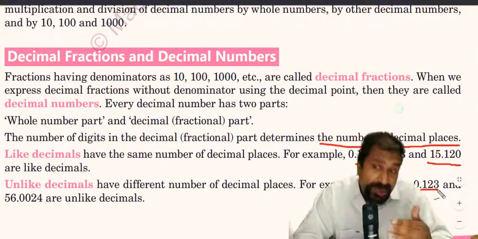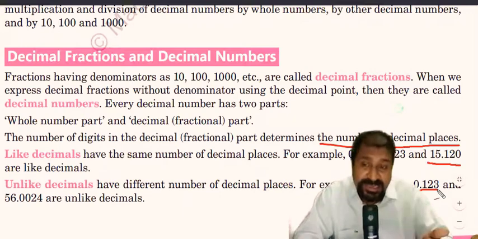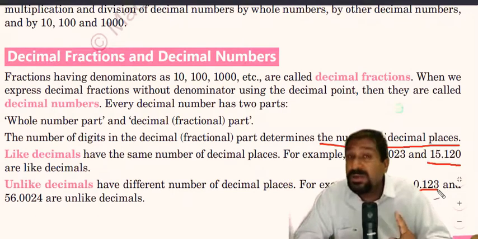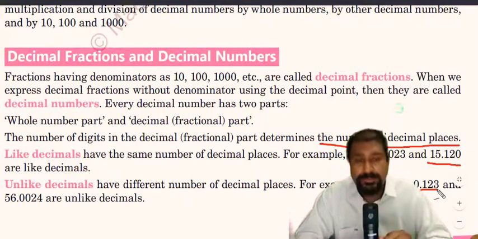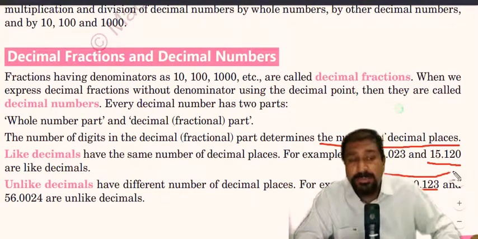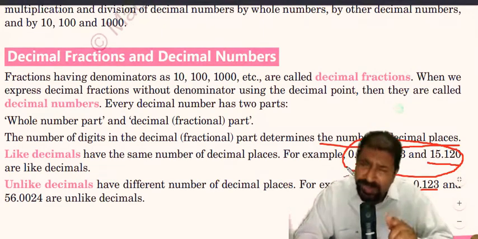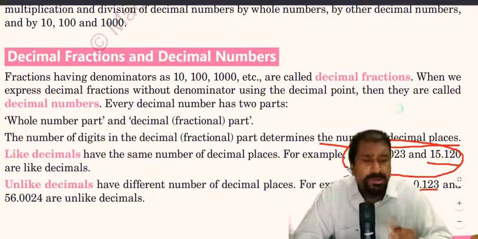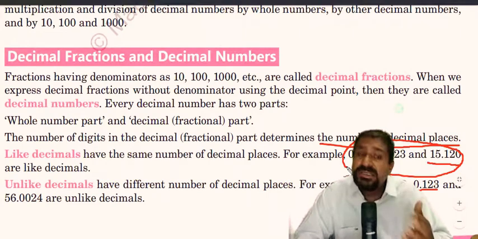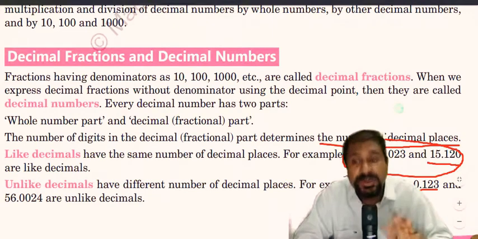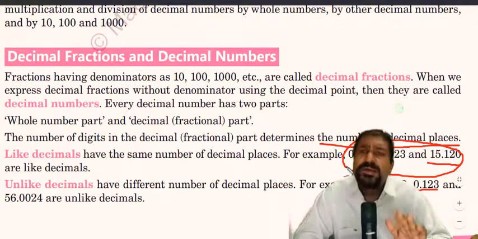Now based on this, we can decide whether it's a like decimal or an unlike decimal. If you are getting the same number of decimal places, we are not concerned about the whole number part. We are only concerned about the decimal places. If they have the same number of decimal places, as you can see from this example, they are said to be like decimals. It is a very important concept in the case of addition and subtraction. Unlike decimals, as you can see here, have different numbers of decimal places, as I explained to you. For the addition part, it's a very important concept.